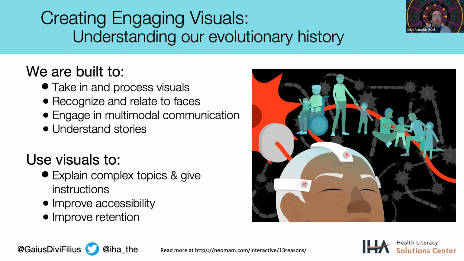And understanding all of this about our history and how we're built can tell us how we can use visuals. For example, we can use visuals again to use all that sensory information to help people understand complex topics or give them instructions. We can also use this to improve accessibility so that we can reach more people. And to make sure the people that we do reach retain that information, visuals can help with that as well. Next.